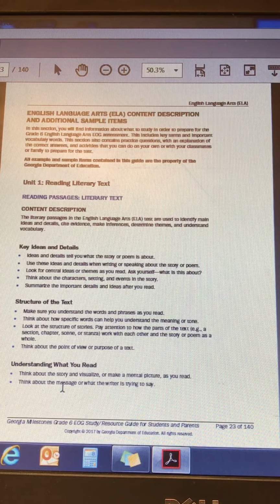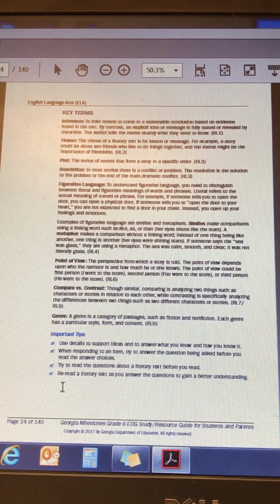Now, Unit 1, it's reading literary text, and that starts on page 23 and goes through page 30. Basically, these test questions require students to identify main ideas and details, cite evidence, which is where they prove they found something. They have to make inferences, figure out themes, and understand vocabulary. So there are some key terms listed here that students really should know. Key terms throughout this entire study guide are a great thing for kids to study 10 minutes a day, just to know that they are very familiar with the terms they'll see across these tests.